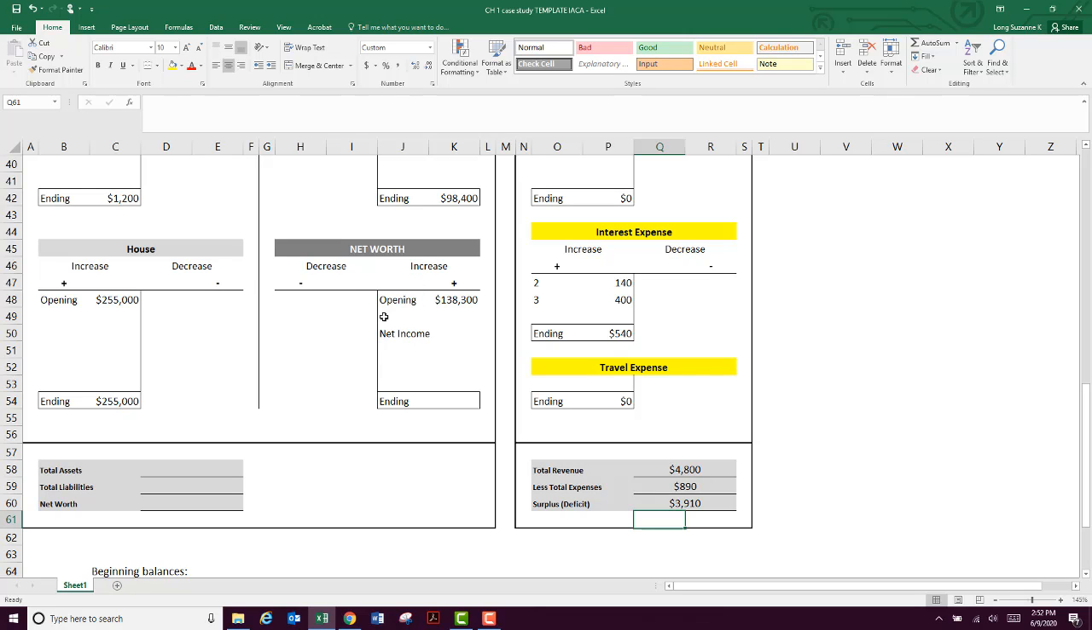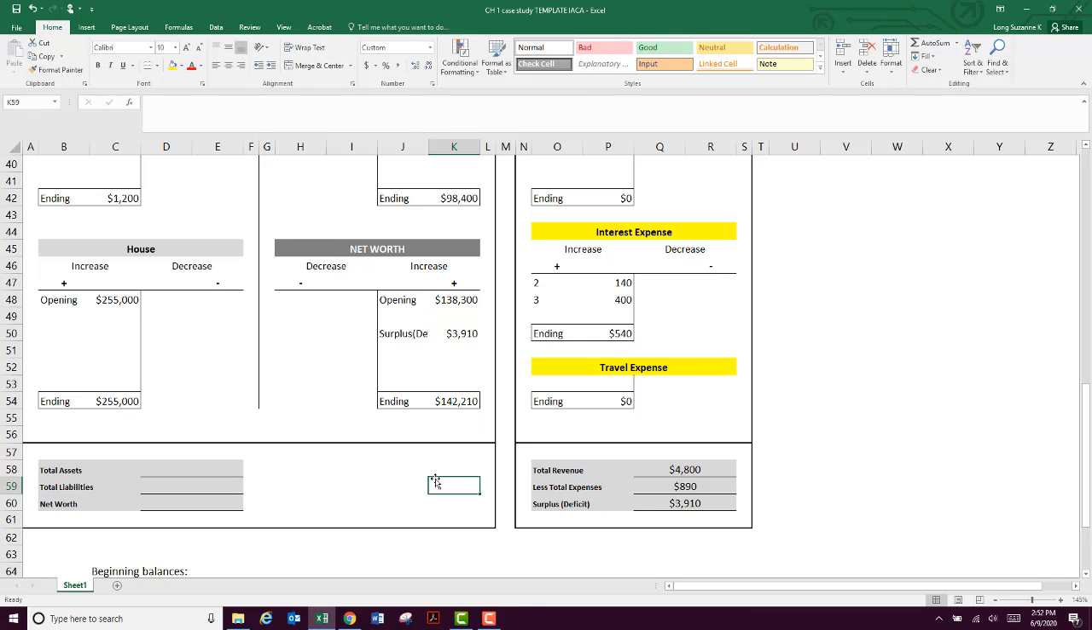This over here in net worth, it says net income, really, that's really chapter 2. This should really say surplus deficit. I'm going to make it small so it fits, sort of kind of fits. And the surplus or the deficit is a surplus, it's a positive number, it's this one, so equals 3910. Then I can finish off net worth.